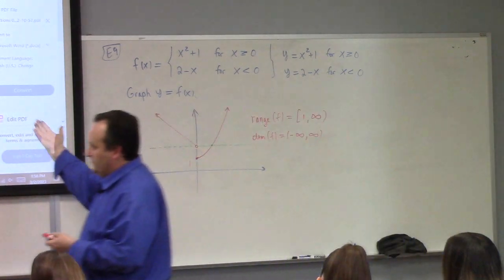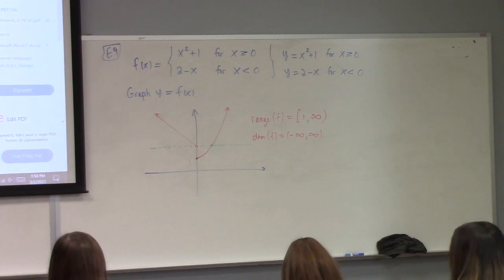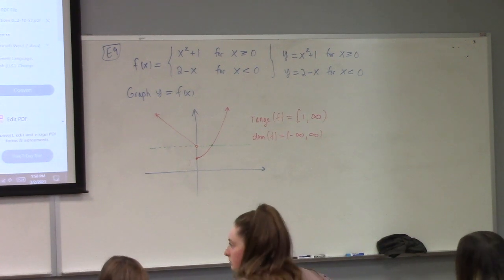So try out these homework problems. If you can work them, then I think you understand case-wise defined functions pretty well, but you might have something to learn here.